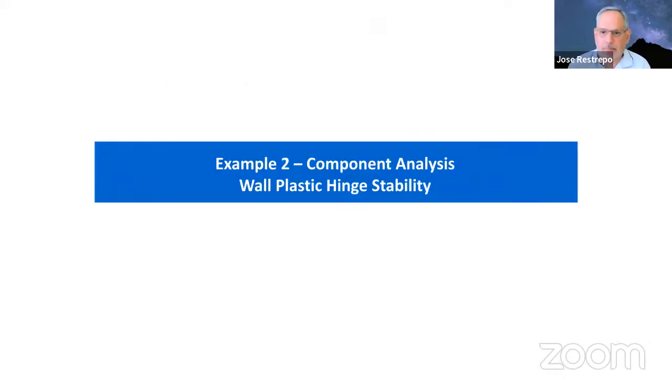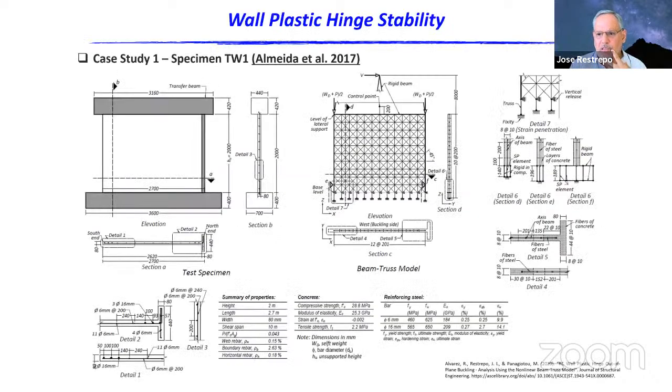Now, let me give you an example of component analysis with wall plastic instability. So we are going to take this even further, and we're going to see that now we can layer the walls. We just use the beam truss model, but we layer elements of fibers to capture the nonlinear response in the out of plane.